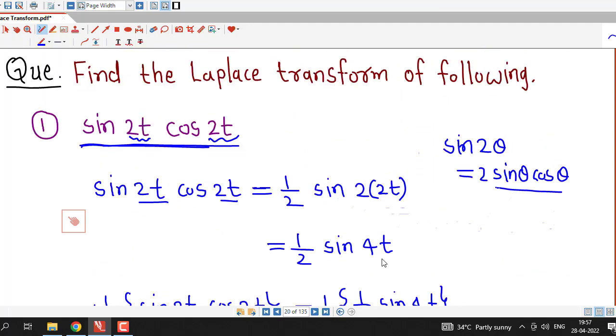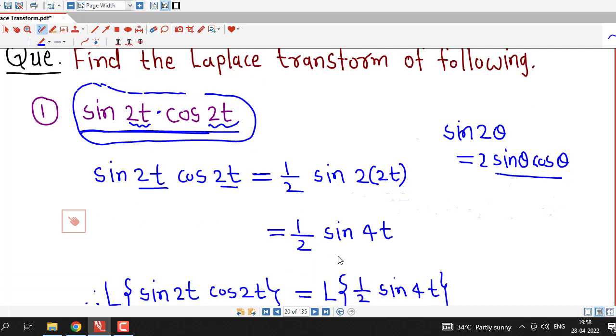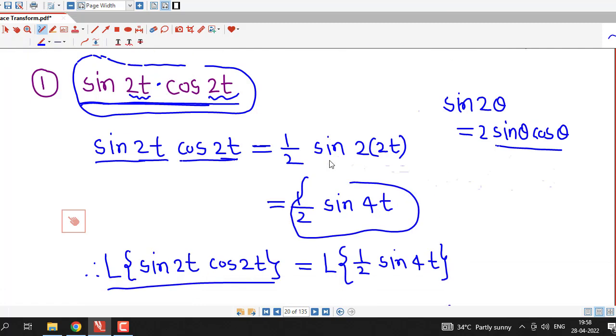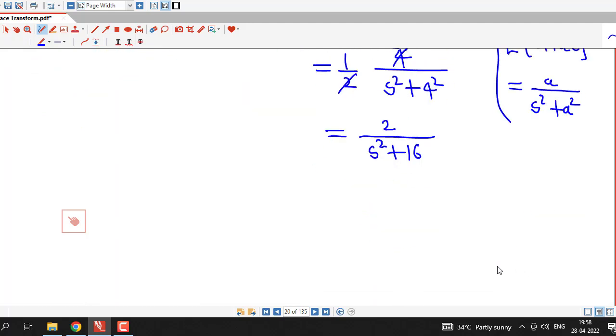So we have to understand that we don't have any formula for the Laplace transform of a product. So we have to convert our product of two functions into another function whose Laplace transform is known to us. In this case we are able to write sine 2t into cos 2t in terms of the sine function, and we have the Laplace transform of the sine function. We have a ready-made formula and we are using that formula.